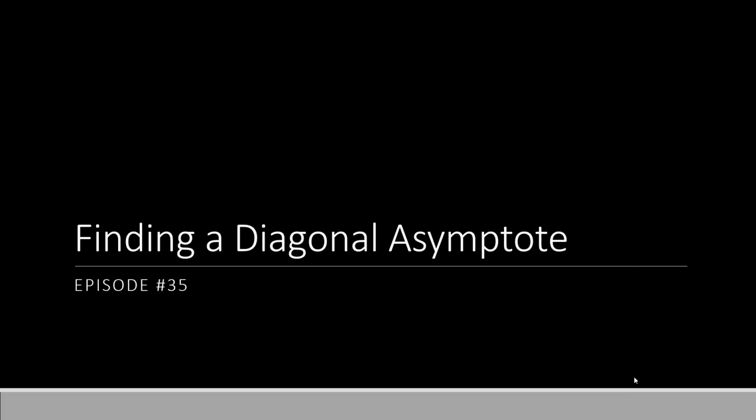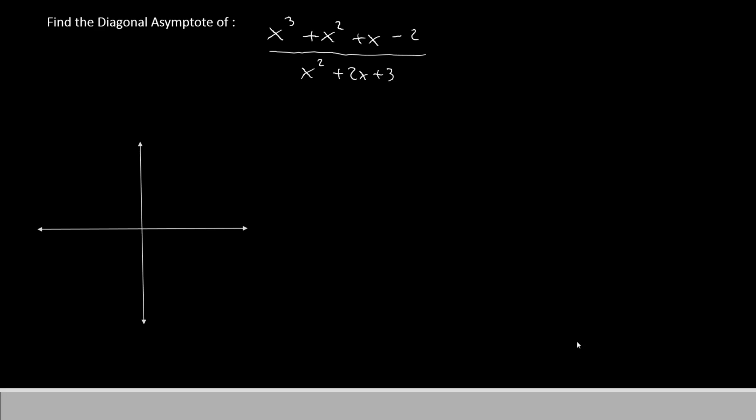Hello again, welcome to episode 35, Finding a Diagonal Asymptote. In this episode we're going to take a rational function that has a diagonal asymptote. I'll show you how to find it, and we're also going to draw it on a graph. Let's go ahead and get started.